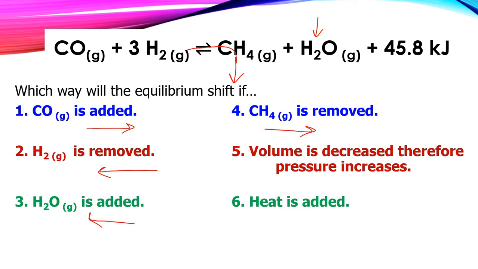Okay, volume is decreased, therefore pressure is increased. And I'm telling you both of them, but she'll only give you one of them on the test. You've got to remember that. So you have 4 on this side, right, and 2 on this side. Volume is decreased, pressure is increased, so we go towards the 2. Okay, just think pressure increases, squeezing it. Volume decreases, squeezing it. It's going to go down to the side that has the least.